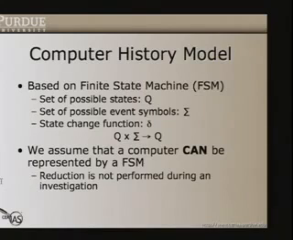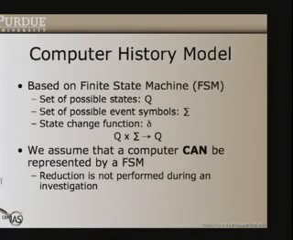We have a set of possible events, which are in our alphabet. These denote which events are possible in the system, which are supported by the system. And there's a state change function which maps a given state and a given event to the resulting state from that event.